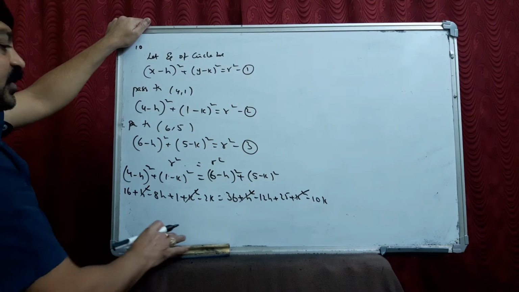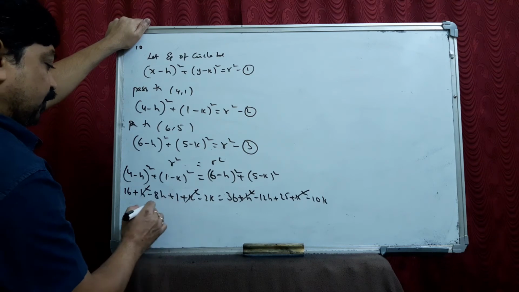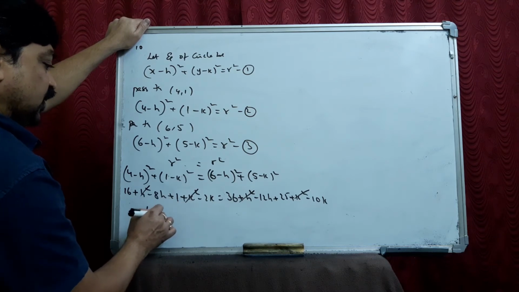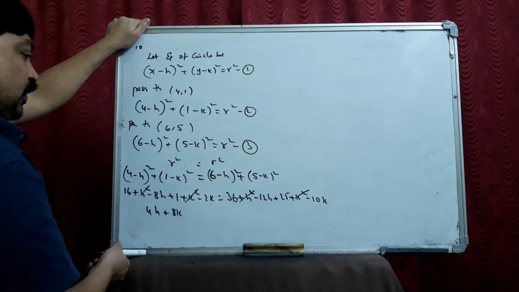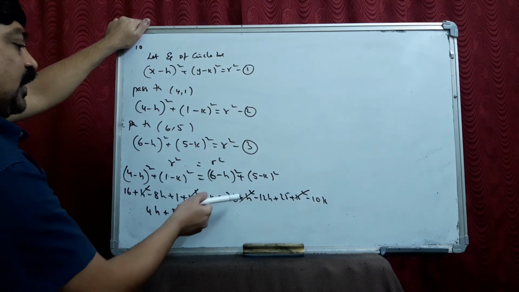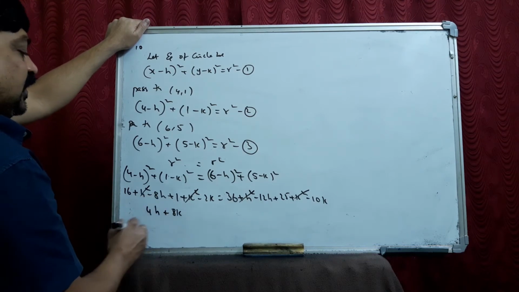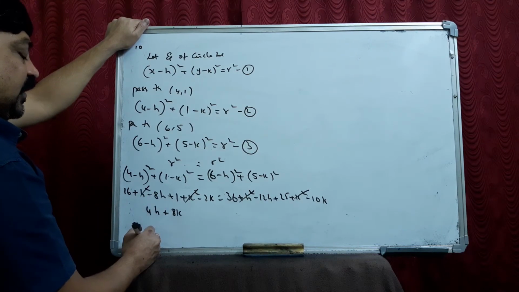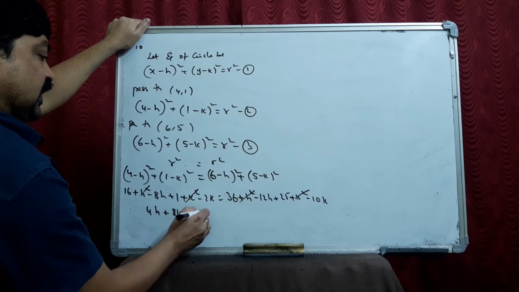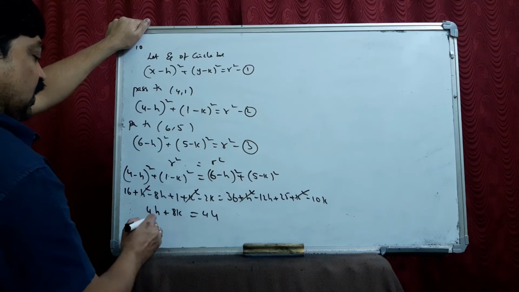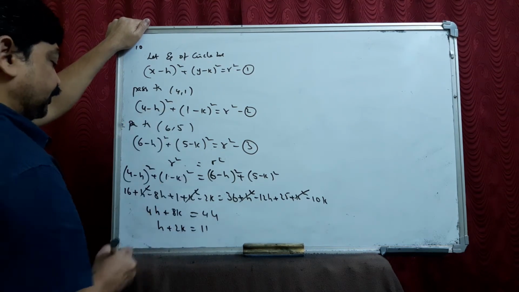Let us bring all h and k terms to one side and the constants to the other. So it becomes minus 8h plus 12h, 4h, plus 8k, because minus 10k becomes plus 10k here. 36 plus 25 is 61 and here is 17. 61 minus 17 is 44. So 4h plus 8k is equal to 44. You can divide by 4, it becomes h plus 2k is equal to 11.